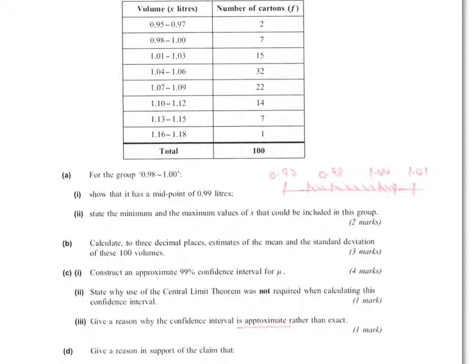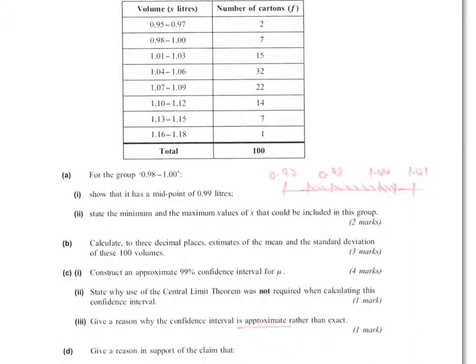Later on, they get you to do a confidence interval, which is fine. You also have to state why the central limit theorem was not required. That's usually because you were probably told this is normally distributed data anyway. And for the final part, which is also quite confusing, why is the confidence interval approximate?